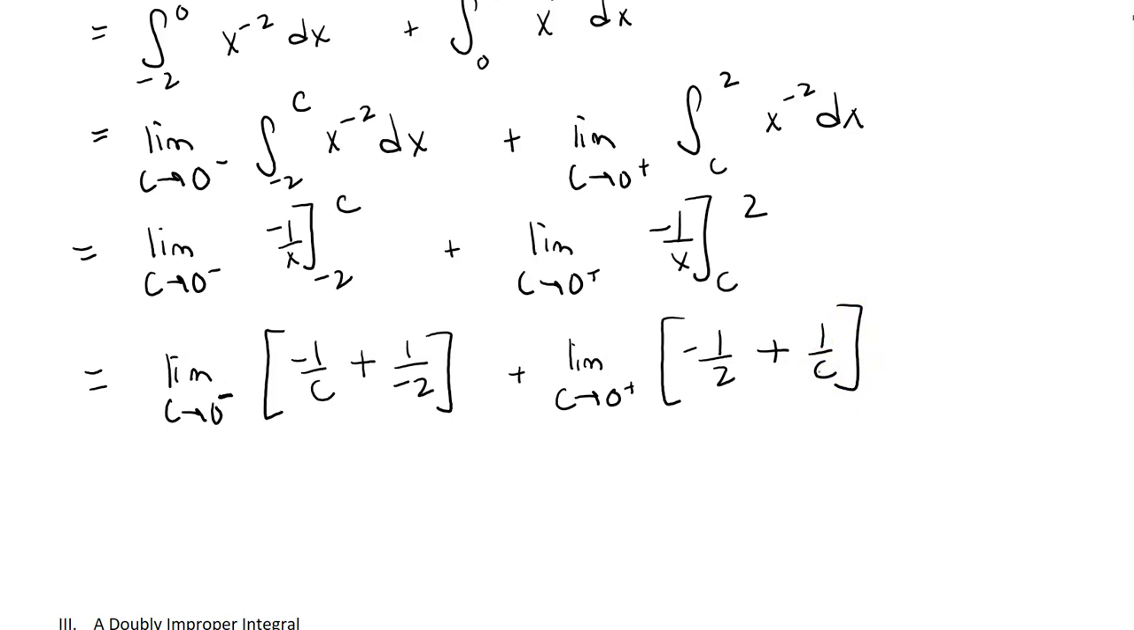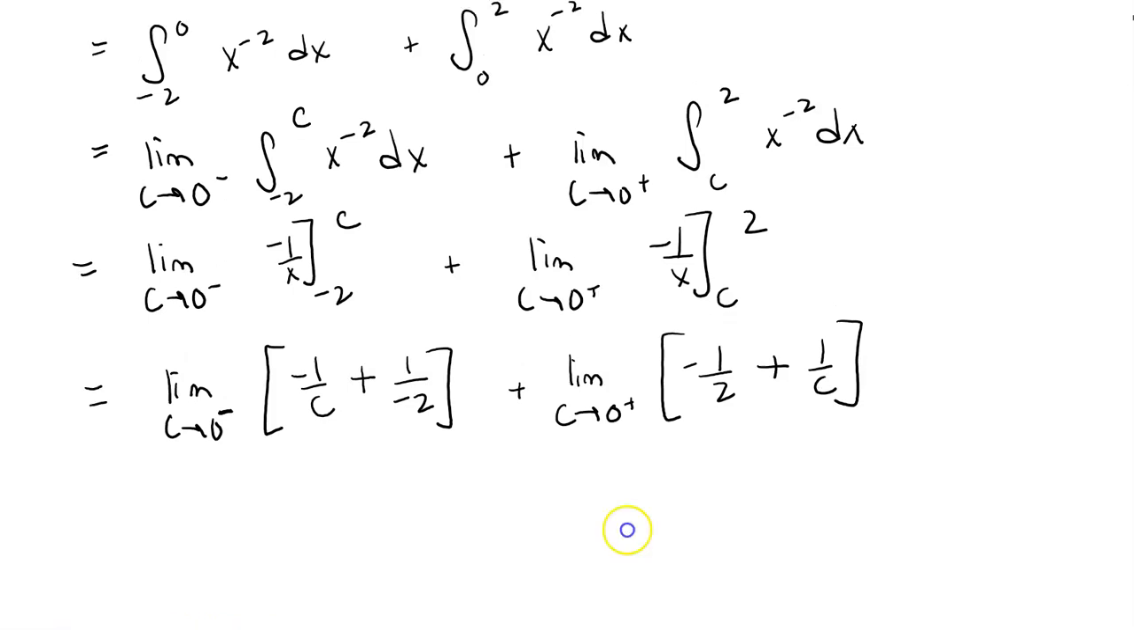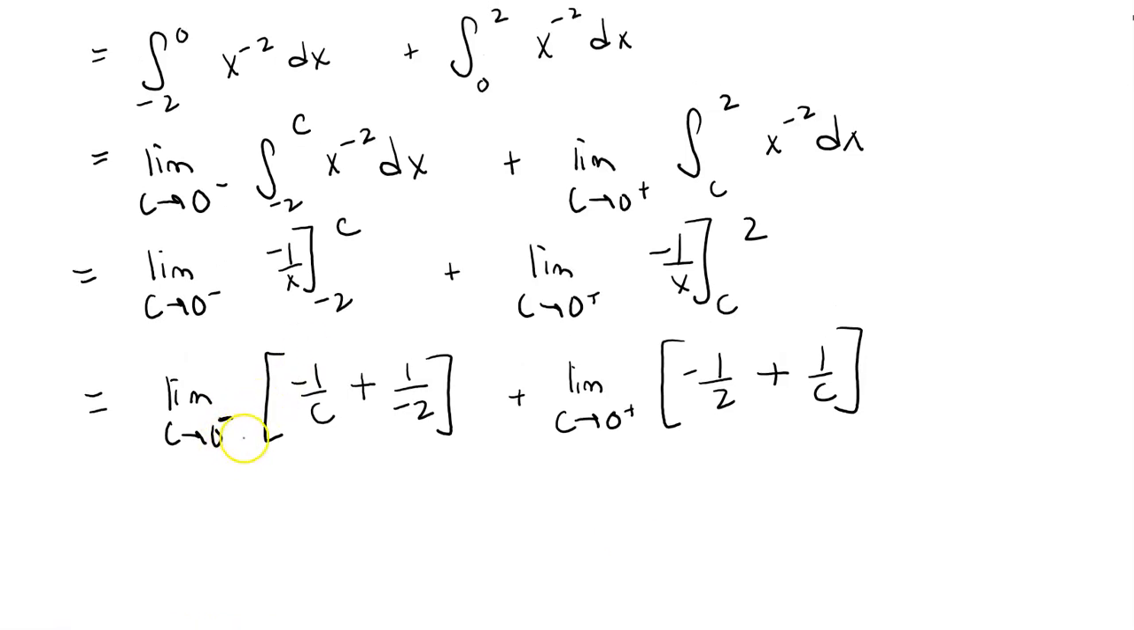Okay, so here we've got numbers that are slightly less than 0, so these are slightly negative numbers. A negative number over a slightly negative number is going to give me positive infinity. Here we've got 1 over positive infinity, so infinity minus 1/2, that's still infinity. So this is going to diverge.